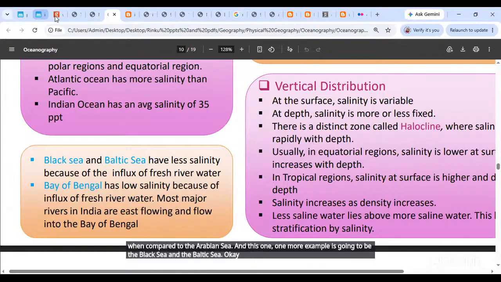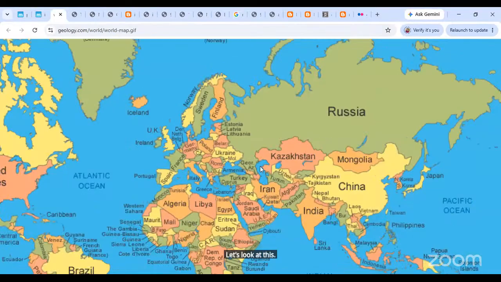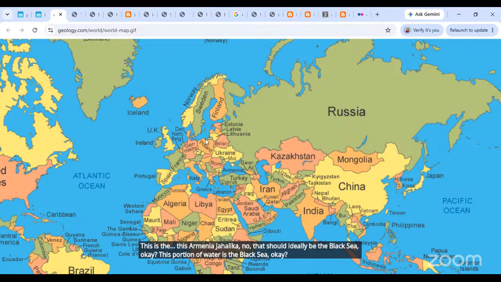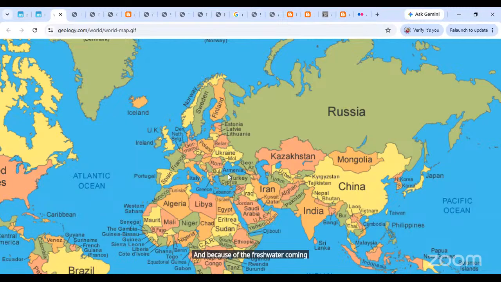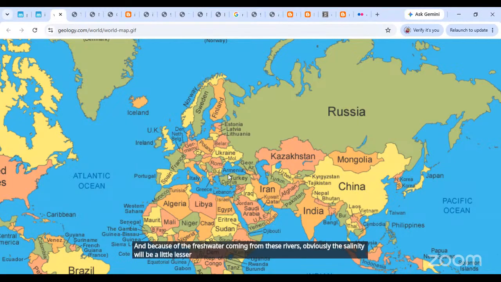Okay, let's look at this. This is the Black Sea. Where Armenia is written, that should ideally be the Black Sea. Okay, this portion of water is the Black Sea. Okay, this is the Baltic. This is the Baltic that we are talking about. So in both these places, you clearly receive a large amount of rivers. A lot of rivers pour into these water bodies. And because of the fresh water coming from these rivers, obviously the salinity will be a little lesser. River water does not have enough salts, right? So as long as you keep getting a good amount of river water, fresh water, the salinity levels will obviously be a little lower. Okay, that is salinity for you.